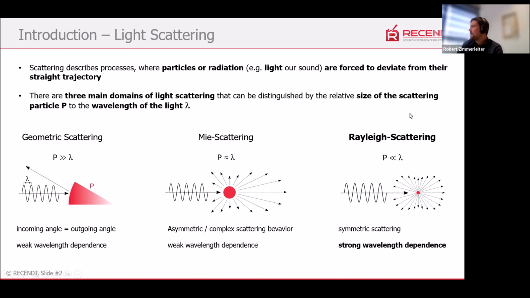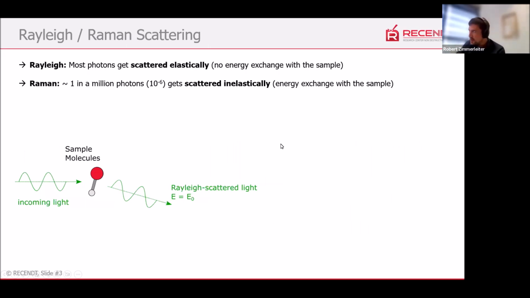And this is actually the regime where Raman scattering also takes place, which is the case when, for example, we scatter light off particles or molecules which are very small in size, much smaller than the wavelength of the light. So let's dive a little bit more into this Rayleigh scattering regime. Usually when light is being scattered by small particles, most photons get scattered elastically, which means there's no energy exchange with the sample or with the sample molecules. And there is also one in a million photons that is a special photon, which gets Raman scattered, so it actually gets scattered inelastically and has an energy exchange with the sample.